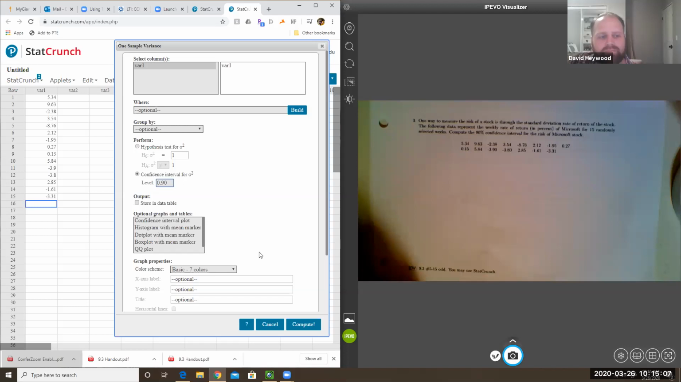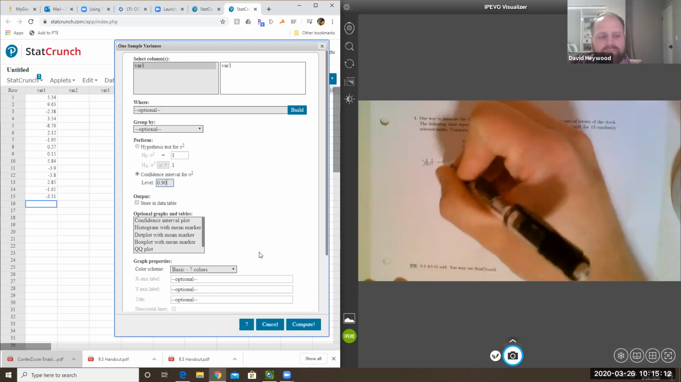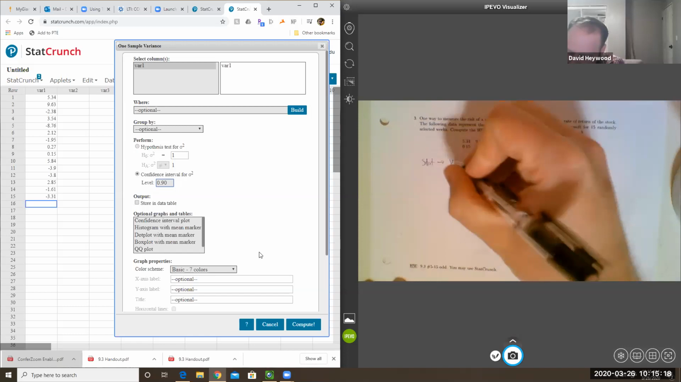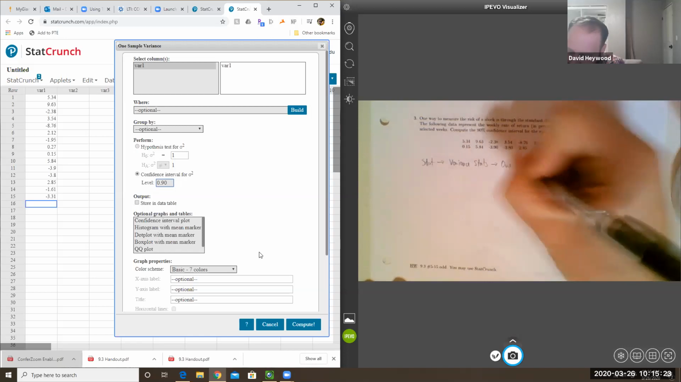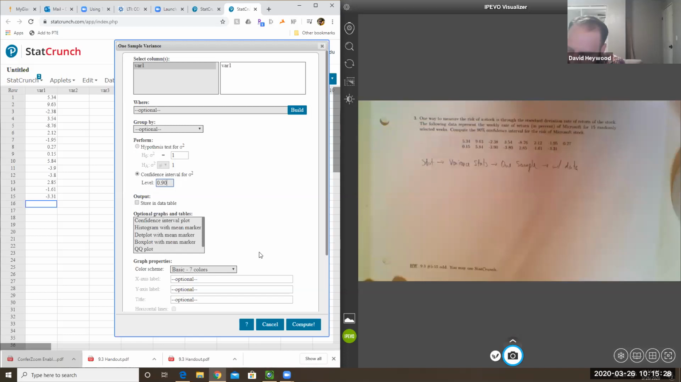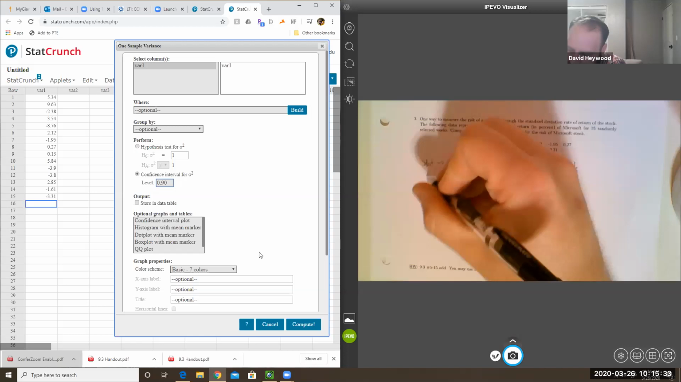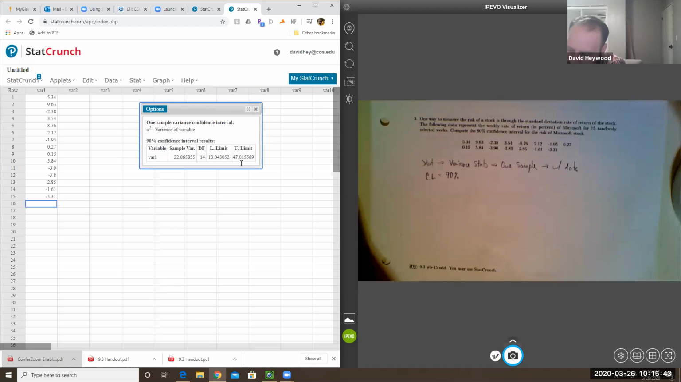Maybe I should write down where I'm going, right? So I'm going to stat, variance stats, one sample with data this time. And the only thing I had to feed it was the confidence level that I wanted, right? So I wanted a 90% confidence level. Okay, let's see what we get. Okay, there's our confidence interval right there.